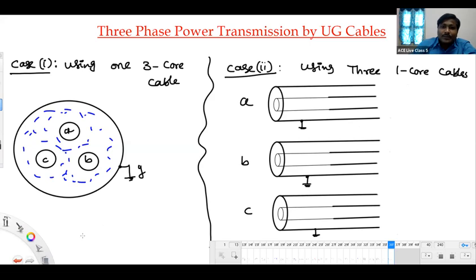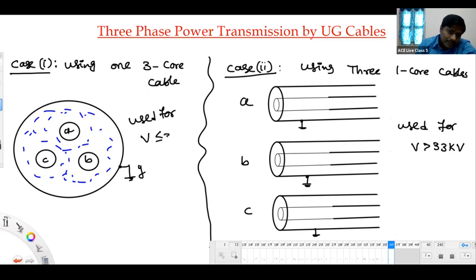Case 2. Definitely in case 2, the heat production is less. So it is used for voltages higher than 33 kV. Whereas in this one, heat production is a bit more because the area provided for heat dissipation is less. And this is used for voltage levels less than or equal to 33 kV. In some places you will also see 33 kV three-core cables, and in some places for more than 33 kV you will be using single-core cables.